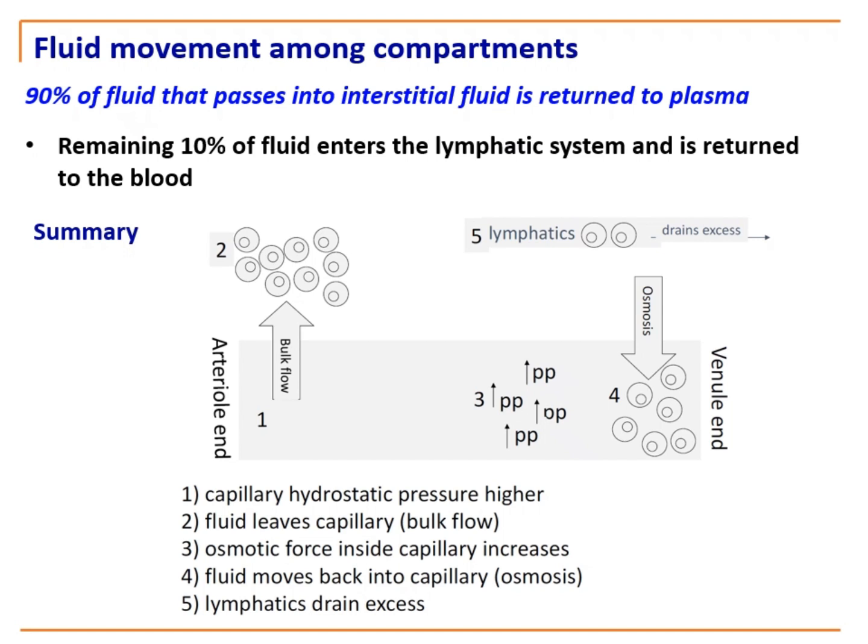So here's the arterial end of our capillary. Blood coming in, high pressure, so bulk flow. Fluid leaves the capillary into our interstitial fluid. As the fluid has left and proteins haven't come this way, the protein concentration increases, and osmosis, so water movement, is dragged from a low protein concentration to a high protein concentration to make it the same on both sides. Okay, so that's your oncotic pressure, and that helps to maintain blood volume. But about 10% of it doesn't come back in this way, and it drains through our lymphatics and enters the blood elsewhere.